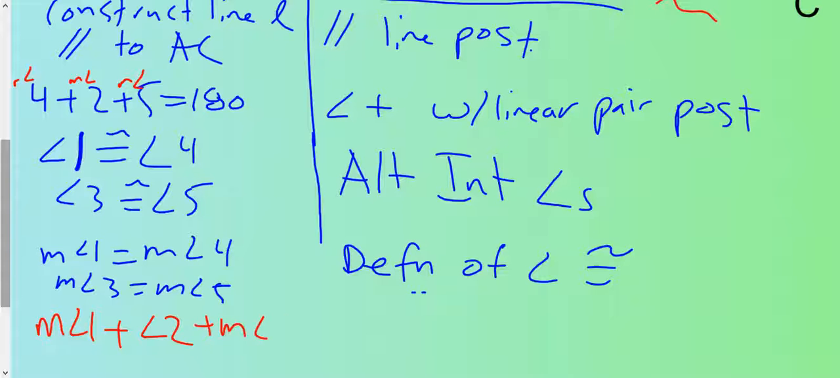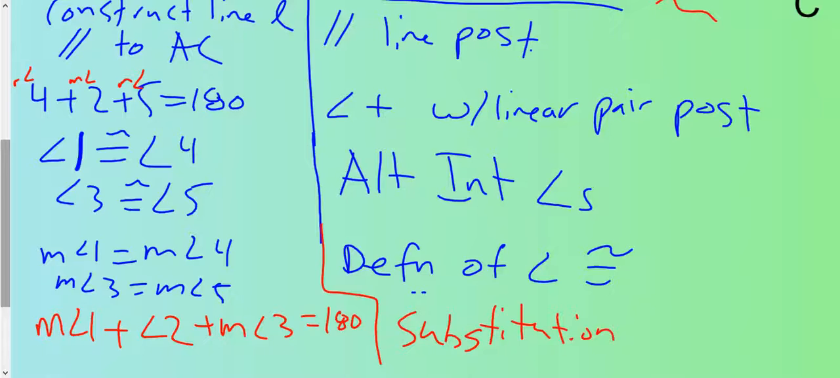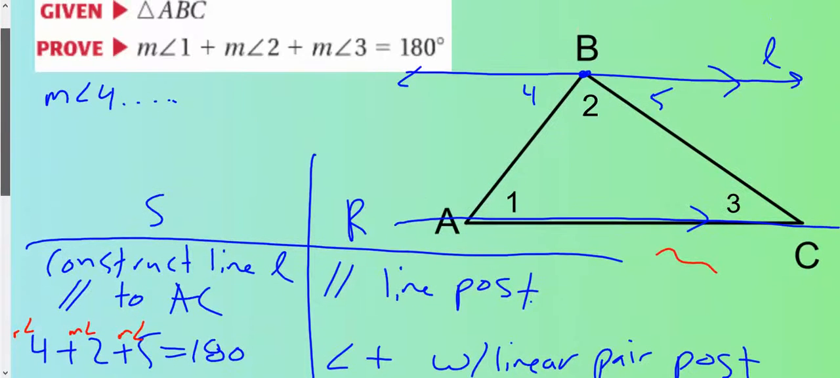So I'm doing a double substitution here. And this finishes my proof. Okay, so what I just did is I showed that the measure of angle 1 plus the measure of angle 2 plus the measure of angle 3 equals 180 degrees.